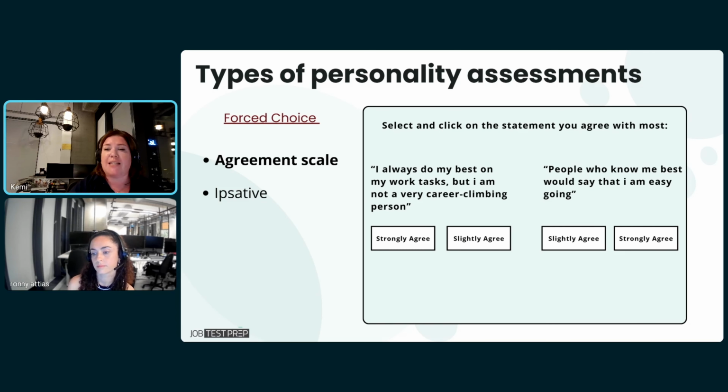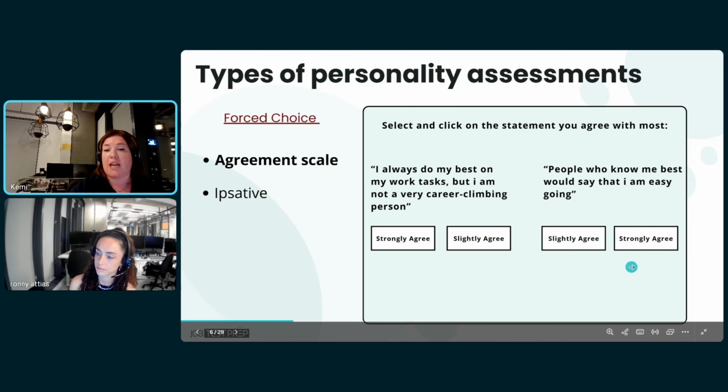People who know me best would say that I am easygoing. This statement is related to the drive scale, how driven you are to achieve your goals, quite similarly to the ambition scale, how much you want to finish your tasks. Again, this is on the low side, someone who is more easygoing, more relaxed about achieving goals.